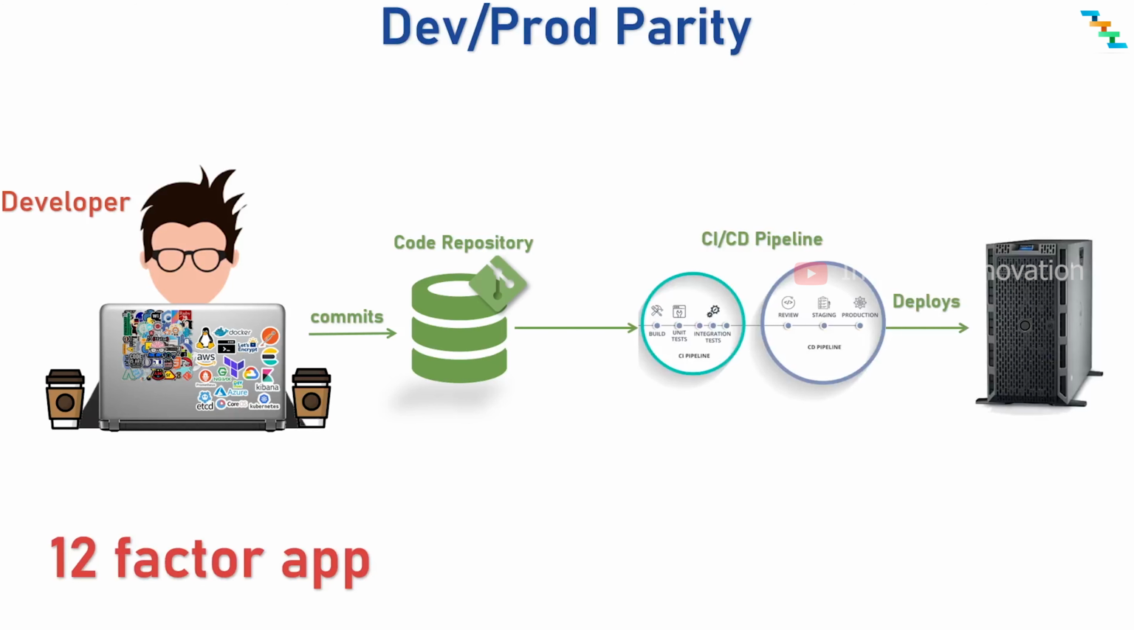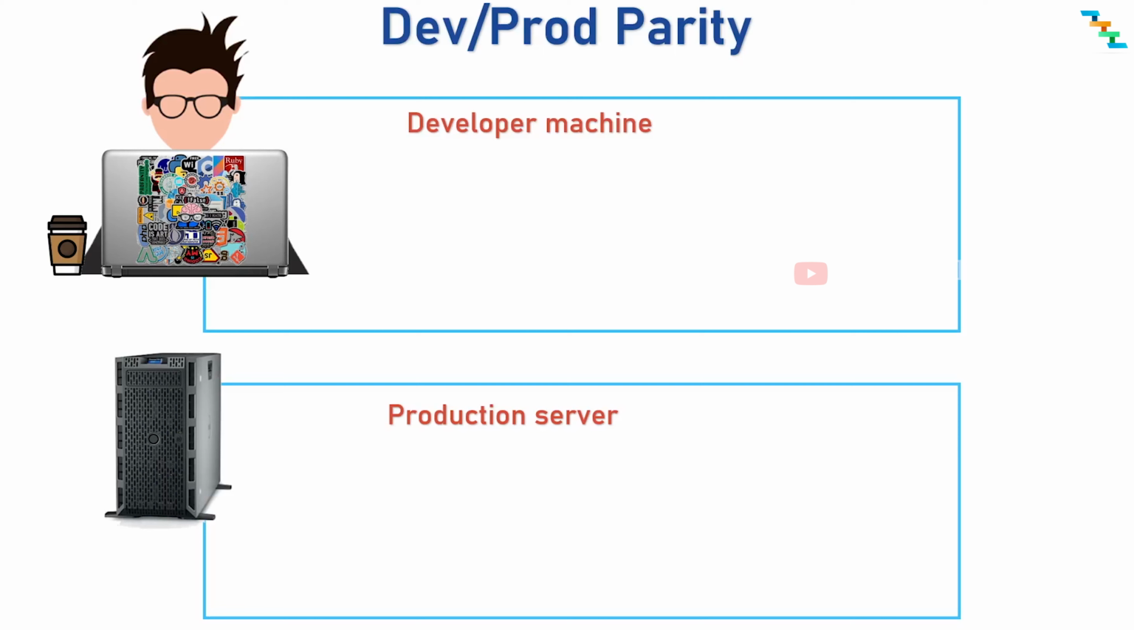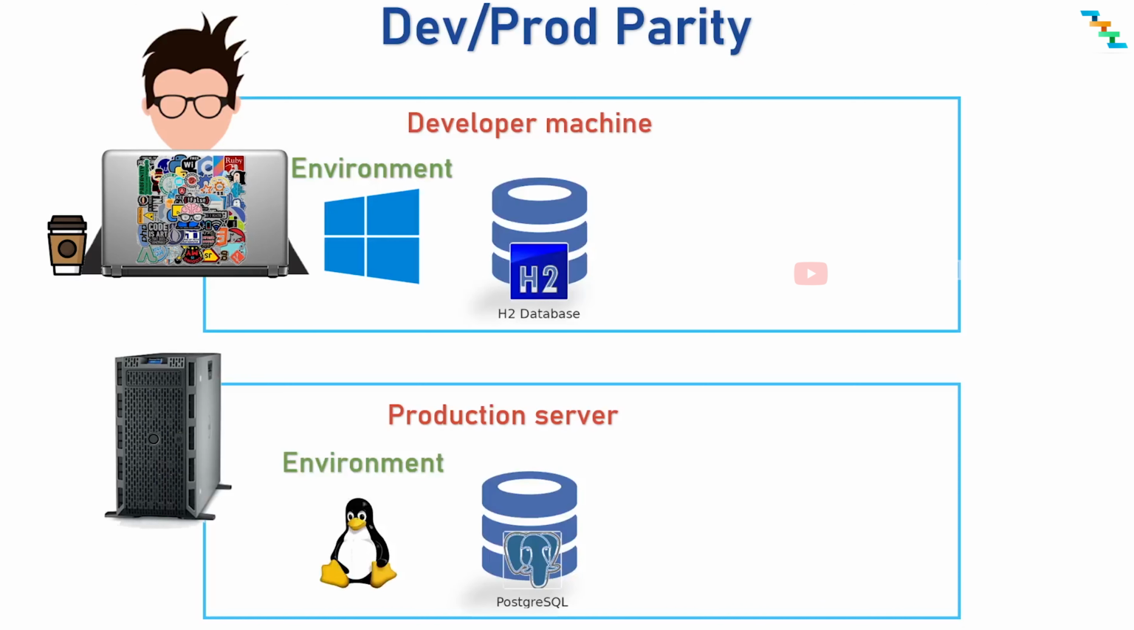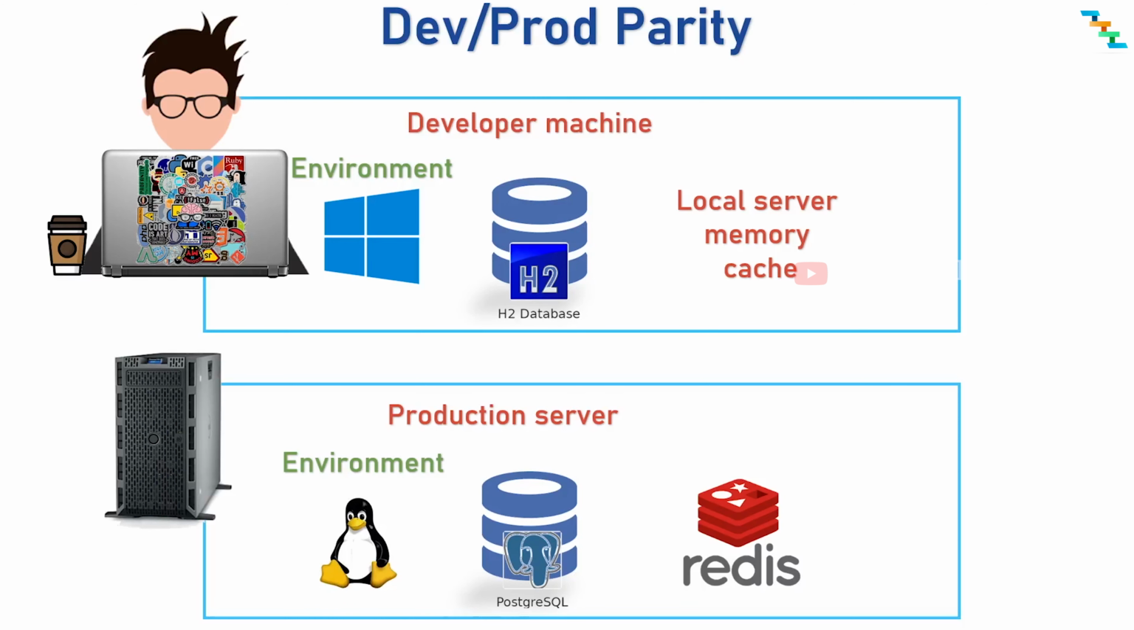Next, and the very important one, is tool difference between the environment. In traditional system, a developer's operating system can be Windows, and the developer is using H2 database, which is lightweight, and using in-memory caching, whereas the production environment's operating system is Linux and the database in production is Postgres, and for caching, Redis. There is a substantial difference between the production and the developer machine. This may result in unexpected issue in the production environment, which might be working fine in the developer machine.